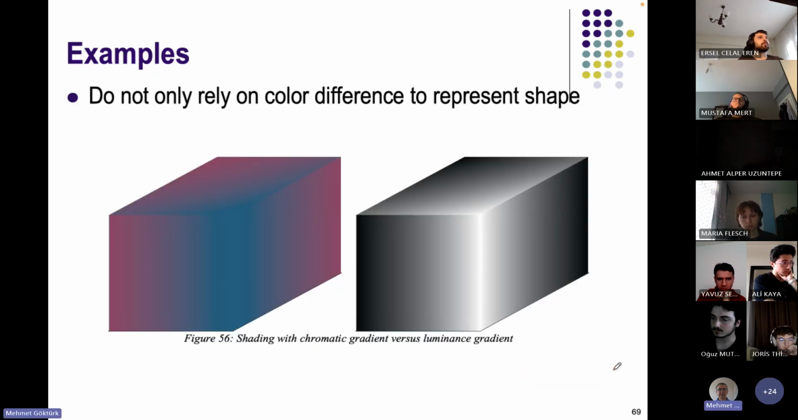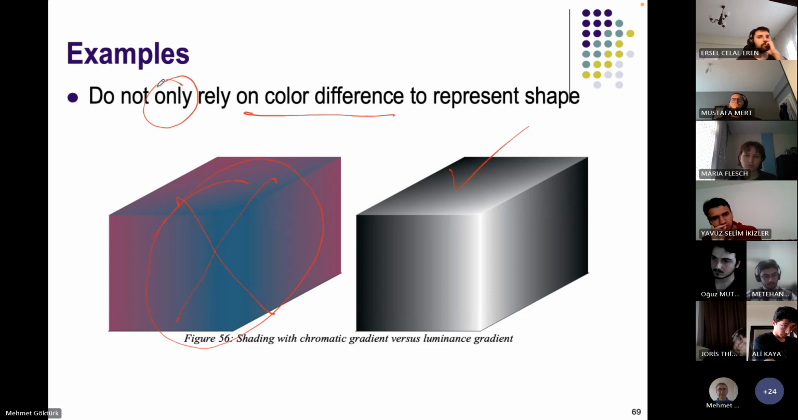Again, in order to represent the shape, do not rely on color. This is no good. Intensity is better. Or together. Only relying on color difference is very bad. I don't say make it black and white, but I will say use intensity, use luminance value.